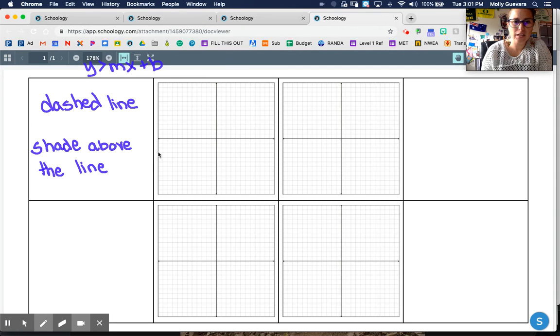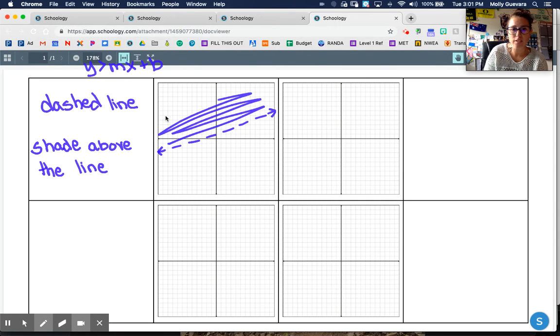So if I have a line, let's say it's doing this, it's dashed just to show that I cannot have points on the line. Cannot have any points that are equal to this line. That's why it's dashed, to show that we're not allowed to have points on the line. And then I want all the y values bigger than the line. All my y values that are bigger than the line are above the line. So in this case, I would shade above the line.